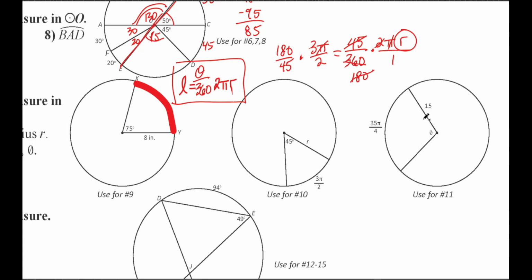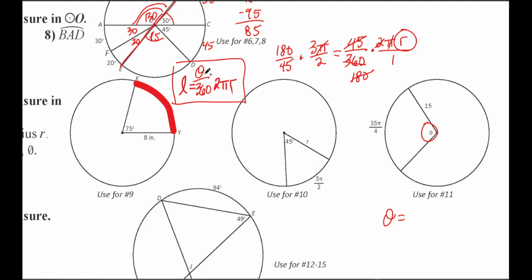Same exact thing. I'm not going to go through the whole process again, but this time we're going to solve for theta. All right, so if I wanted to solve for theta, how do I get rid of the 360? Multiply it by 360. How do I get rid of 2 pi r? Divide it by 2 pi r. So technically, if I wanted to write it without putting my numbers in, here's what theta would equal.